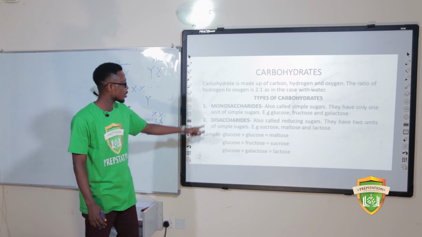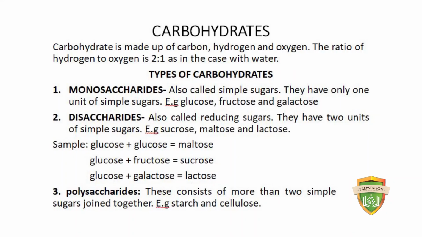Now, types of carbohydrates. You have monosaccharides, also called simple sugars. They have only one unit of simple sugar, e.g. glucose, fructose, and galactose. So now, disaccharides, also called reducing sugars. They have two units of simple sugars. So two units of simple sugars will give you one disaccharide. Examples of disaccharides are sucrose, maltose, and lactose.